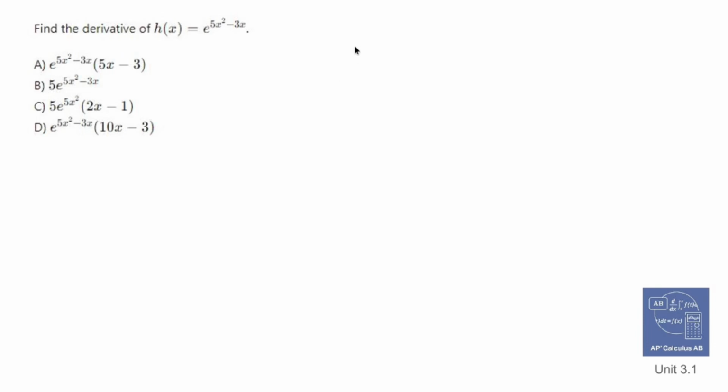The way the chain rule works is you take the derivative of the outside stuff. You keep the inside stuff the way it is, but then multiply everything by the derivative of the inside stuff. So the function within the function, okay?